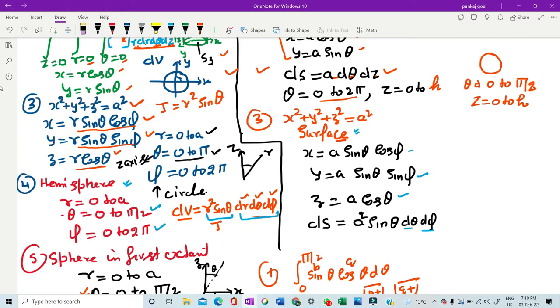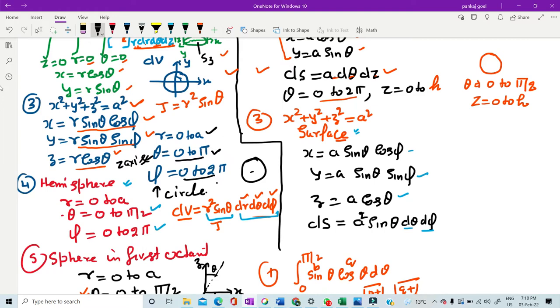What is phi? Phi is the angle in the circle of this xy plane. This is the phi angle. If you want to take the whole circle, write this 0 to 2 pi. If you want to take the first quadrant, then you take 0 to pi by 2. Clear? This represents the circle.